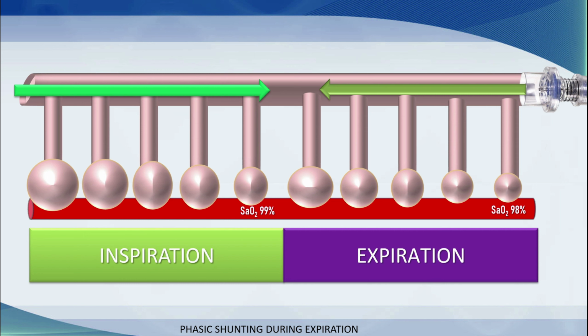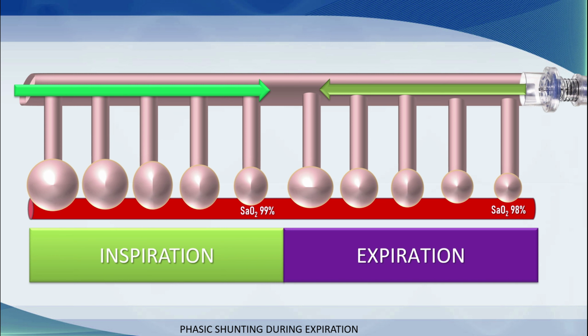Now, as you can see, there is phenomenal phasic re-recruitment of the lung units in expiration. So those lung units which open up in inspiration stay open during expiration. So the saturation of hemoglobin is really impressive in expiration. Now, this does not come free. There is always a price to pay with PEEP.